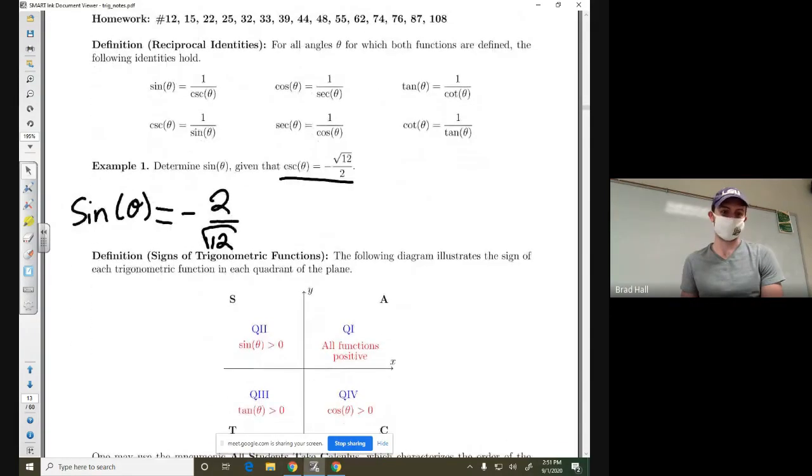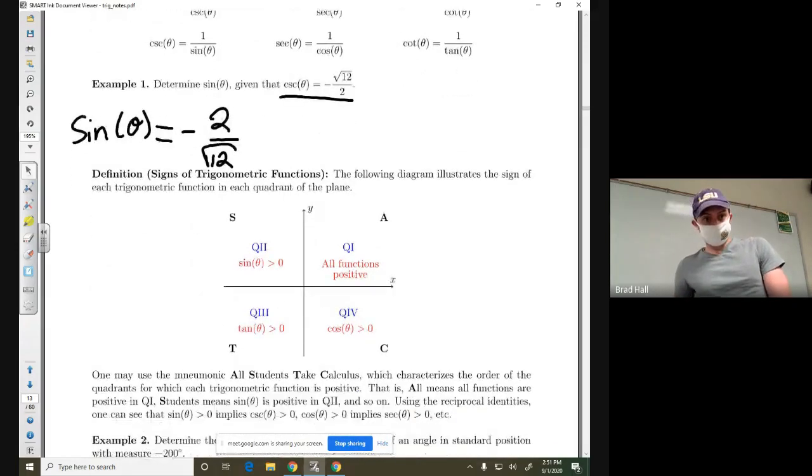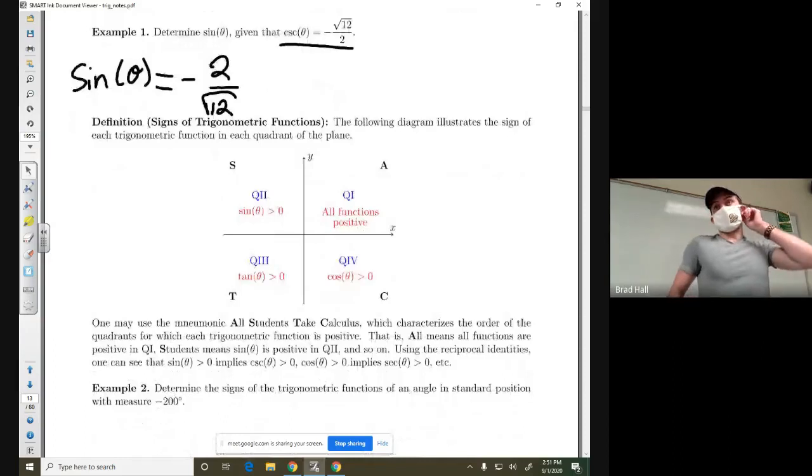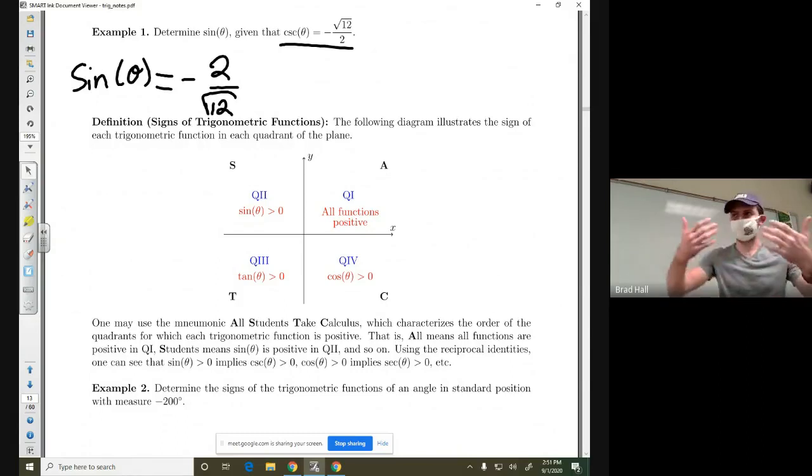remember these associations? Something that will be very important is determining the signs of the trig functions. So when I say signs, I mean, can we determine absolutely if, say, sine of a value will be positive or negative, or cosine, or tangent, or cotangent, all the rest of them? And the answer is yes.